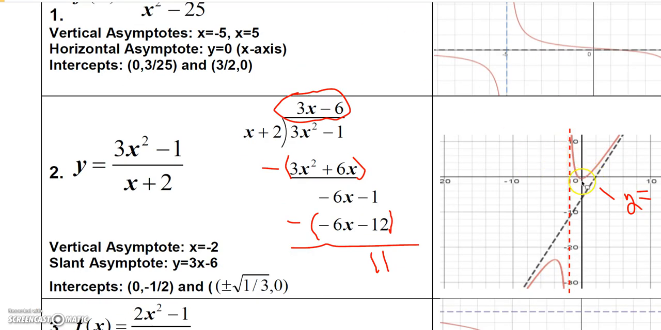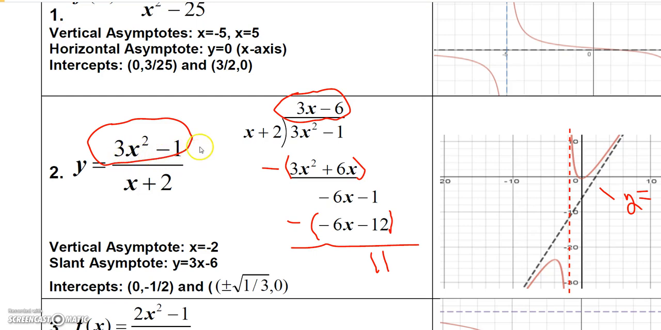So you can see right here that the graph crosses the y-axis just below the x-axis. So that's the point (0, -1/2). Now, if you want the x-intercepts, you actually would have to set this equal to 0. And so if you set that equal to 0 and solved it, you would get 3x squared minus 1 equals 0. And then you can do this on scratch paper.